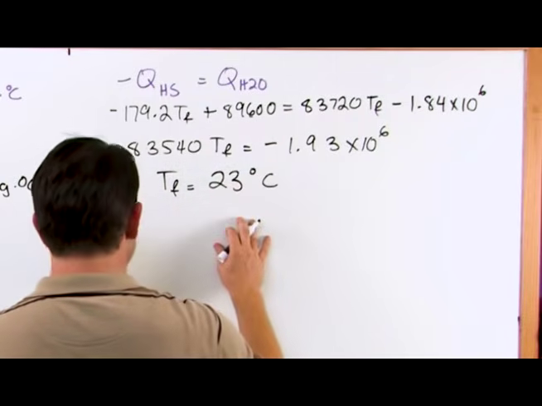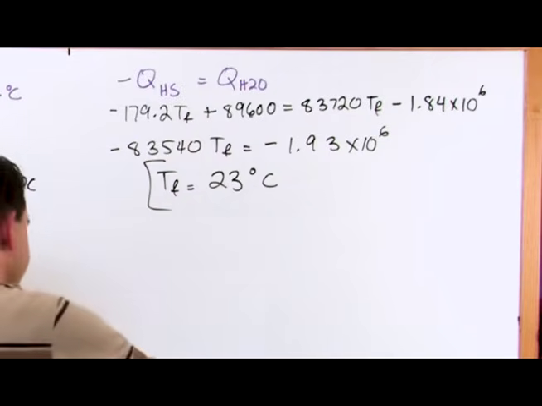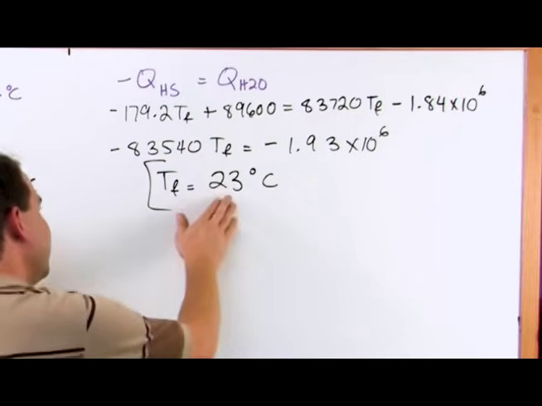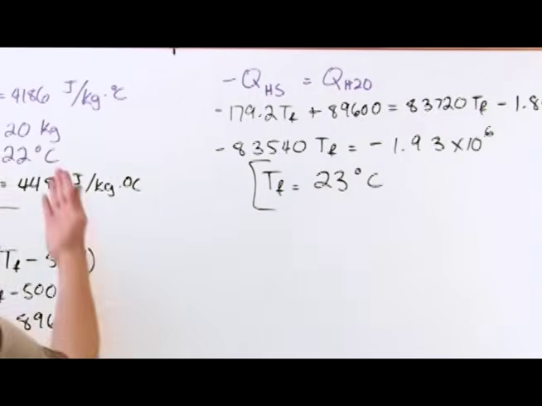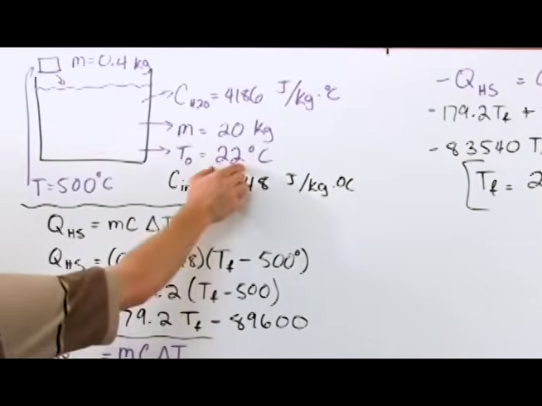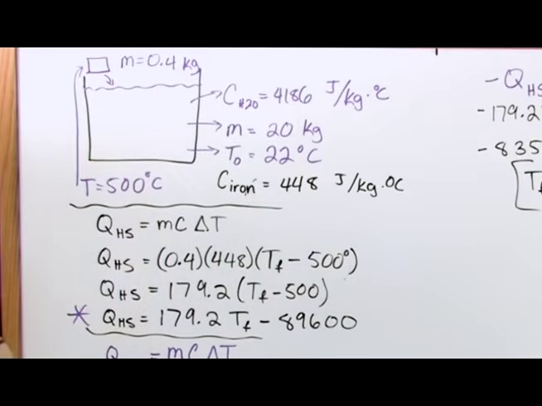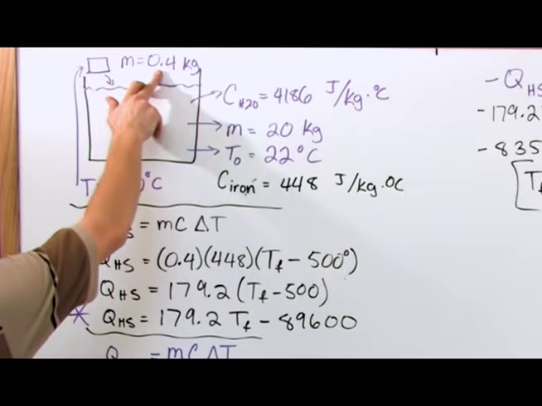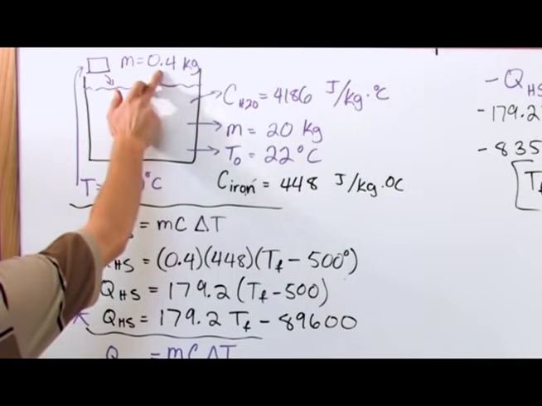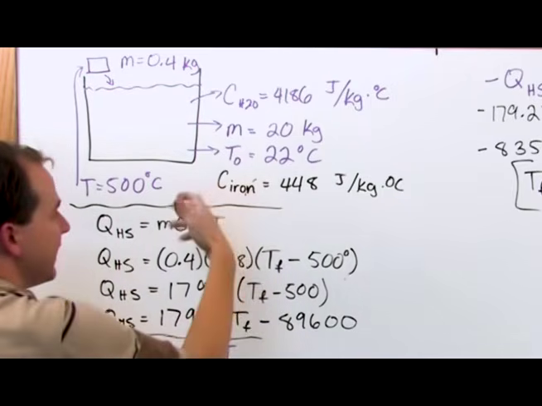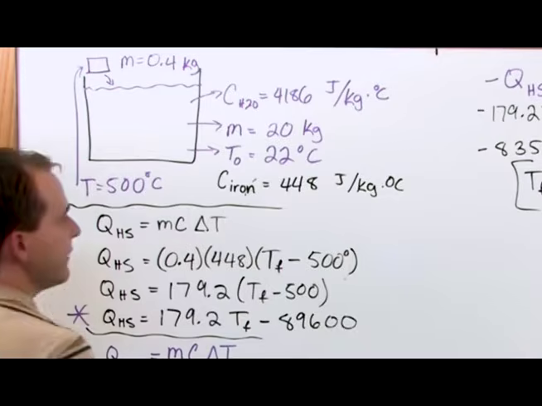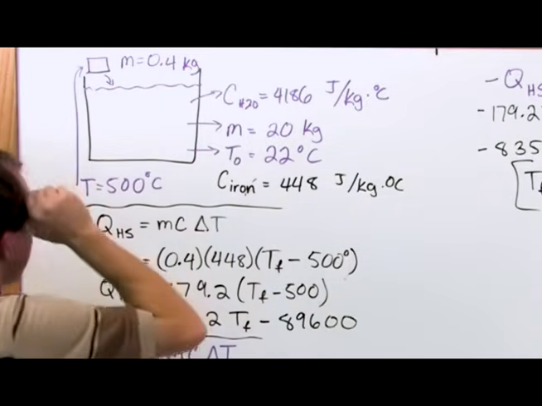Now, the other thing you got to do when you're solving these problems is see if they make sense. Does 23 degrees Celsius make sense? Think about it. You've got a bucket of water at 22 degrees Celsius. You drop a 500 degrees Celsius slug of metal in there. It's a very small mass, but it's very hot. It would make sense that this water should increase in temperature. And it does increase in temperature. It increases by 1 degree. And so that makes sense.